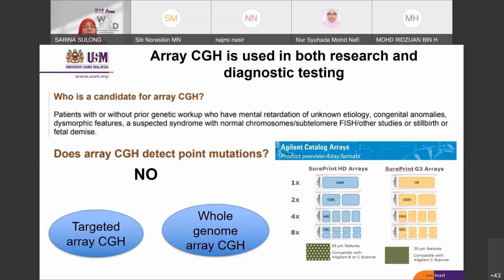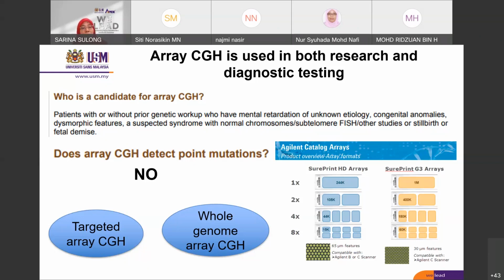And does array CGH detect point mutations? So of course, no. Okay, so CGH cannot detect point mutations. You have to use a sequencer to detect point mutations. And then for array CGH, you have two different kinds, whether it's a whole genome and also a targeted array CGH.